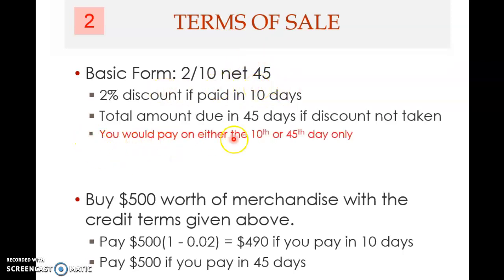Now, this is what is explained here. You would pay on either the 10th day or the 45th day only. Why? You won't pay in between. You won't pay on the 9th day, you won't pay on the 8th day. Why? Because there is no additional benefit from paying earlier than the 10th. Is that okay? If you get 2% discount when you pay on the 10th day, you also get 2% discount if you pay on the 9th day, or the 8th day, or even at time 0. You will still get 2% discount.